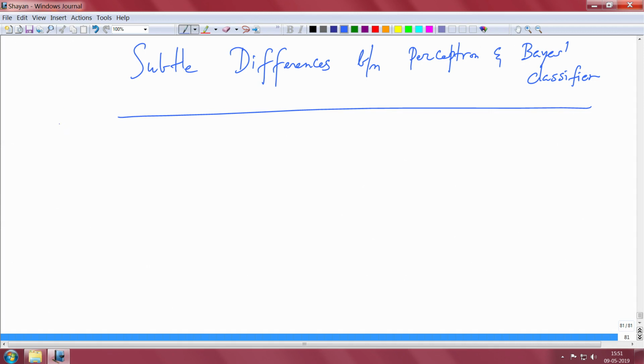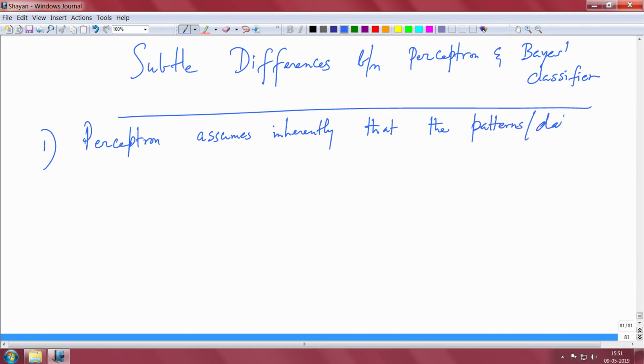Now, perceptron acts on the premise that patterns are linearly separable, right. So, this is one of the important premises. Perceptron assumes inherently that the patterns or data points are linearly separable, because this condition is required for the perceptron to work.